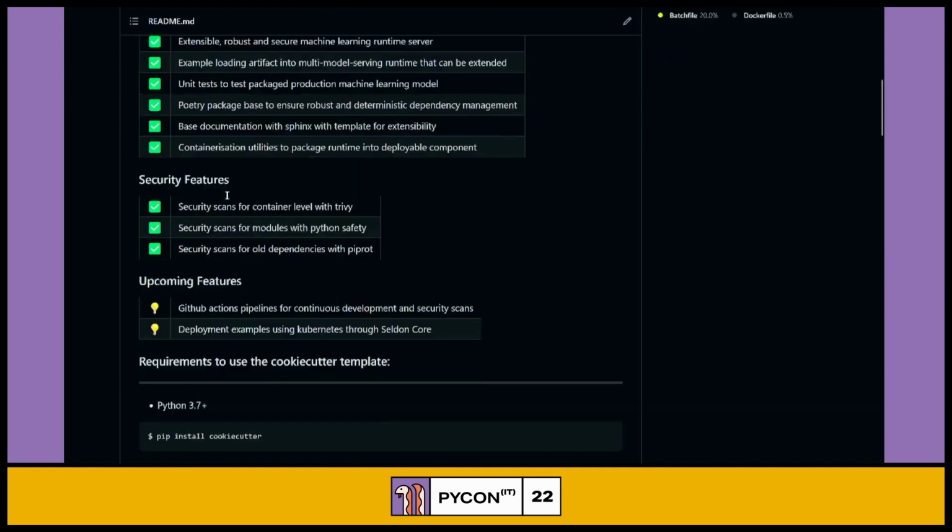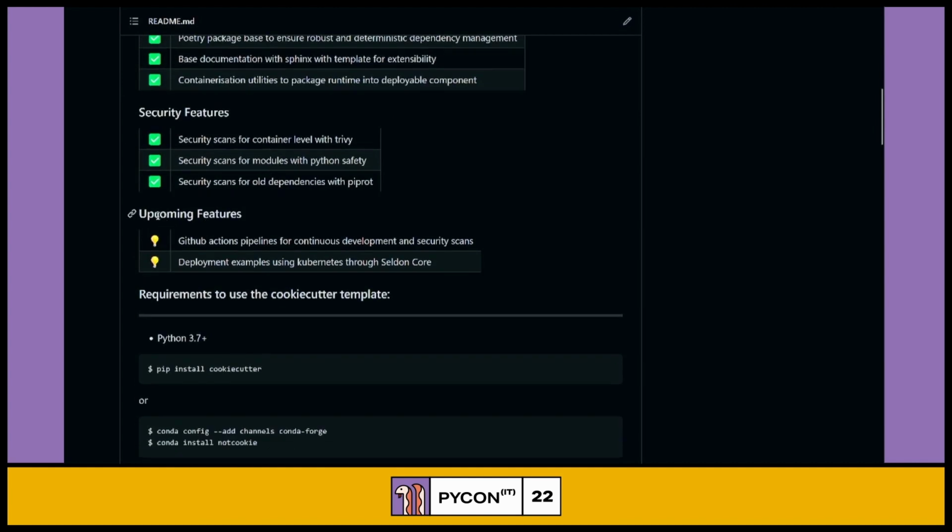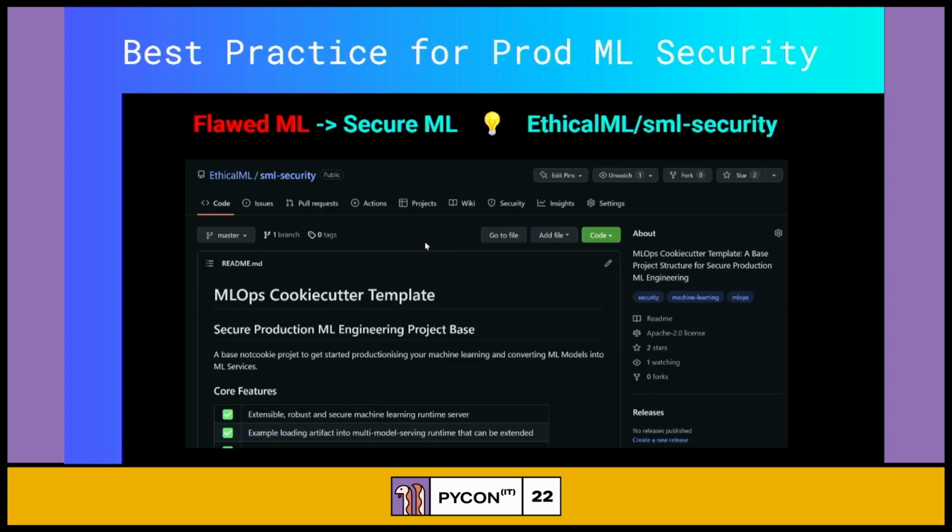You can see all of the features that are currently in place, but also some of the upcoming features that we're looking to put in. So also the deployment, productionization, and hardening.